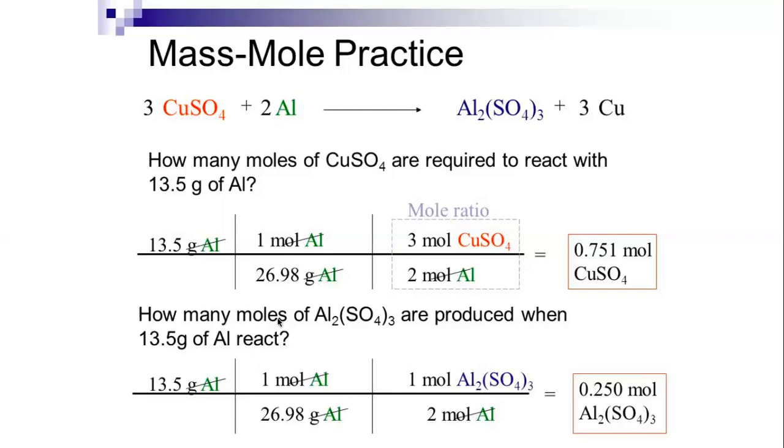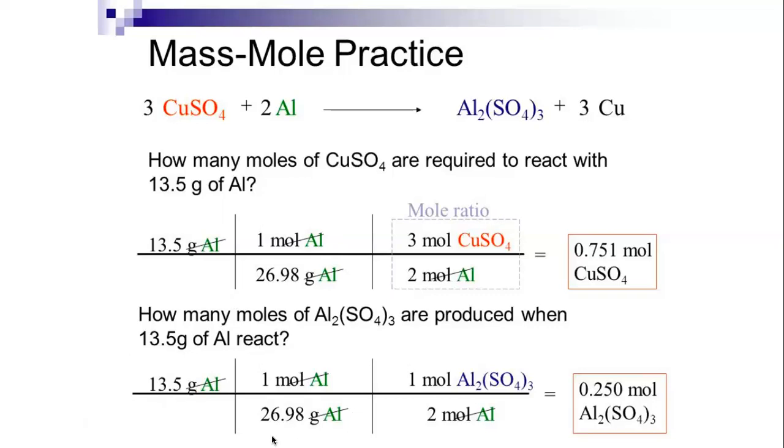Now, let's do another example. How many moles of aluminum sulfate are produced when 13.5 grams of aluminum reacts? So we're asking how much can we make if we have this amount of starting material? Again, we're going to start with our 13.5 grams of aluminum. We're going to use the same molar mass here. So we have 1 mole of aluminum divided by 26.98 grams.